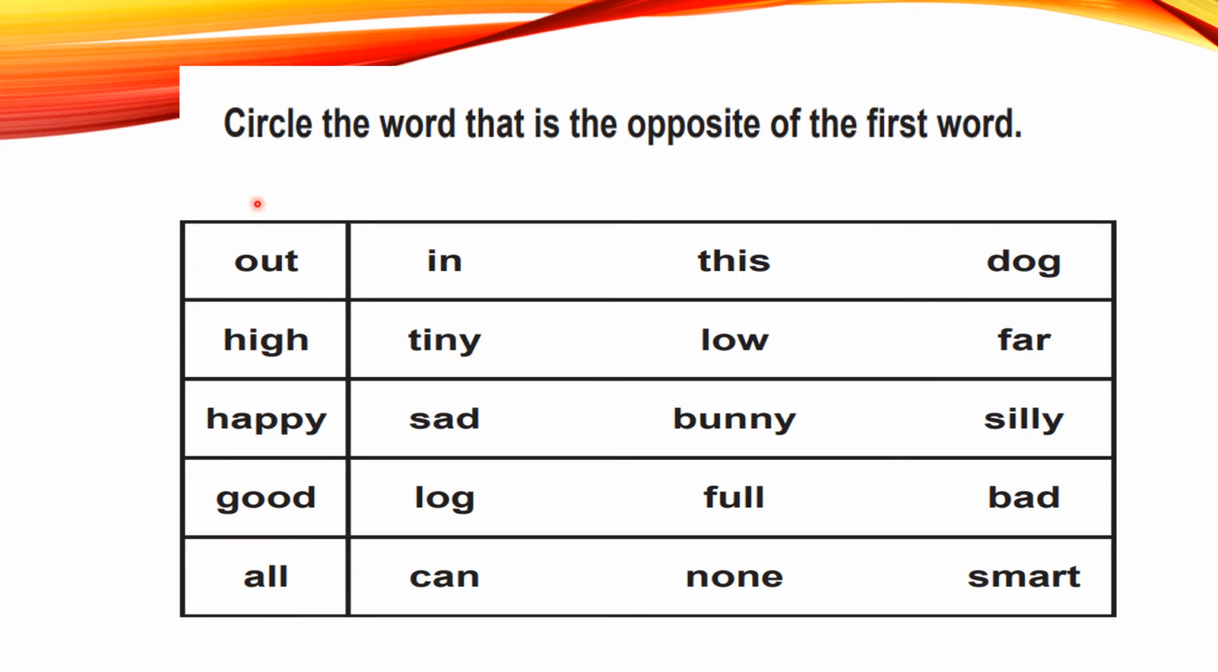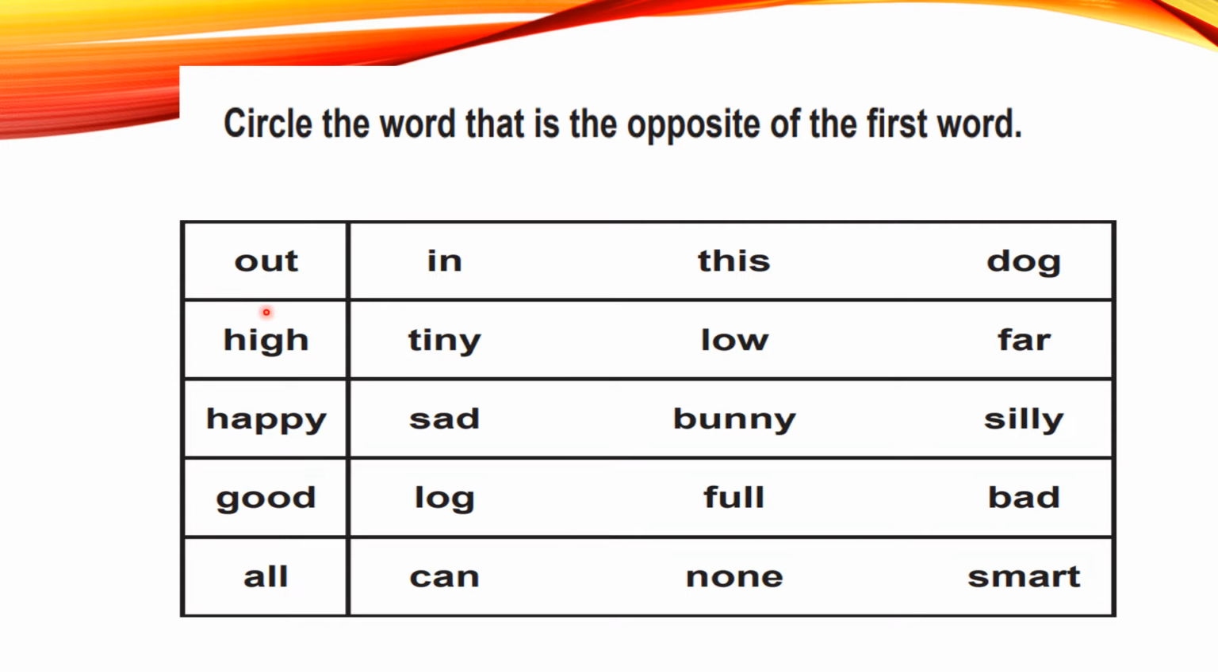So see here, we need to circle the word that is opposite of the first word. This is our first word. We need to see in these three words, in this row, which one is the opposite of the first word. Only in terms of the first word.